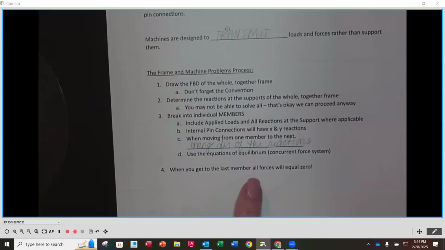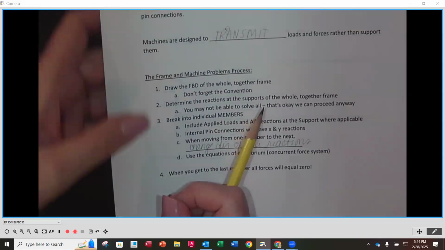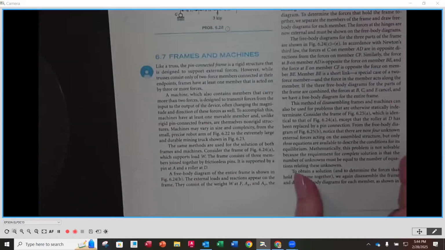And then when you get to that last member, everything should be in equilibrium, so when we sum our forces in the X or the Y, everything is going to be equal to 0, just like we were anticipating with our trusses. So let's just look at a progression of this process.